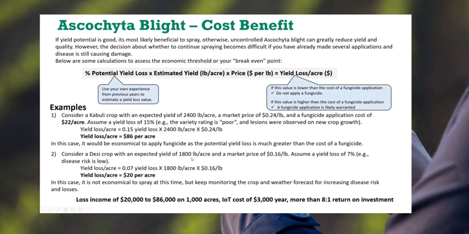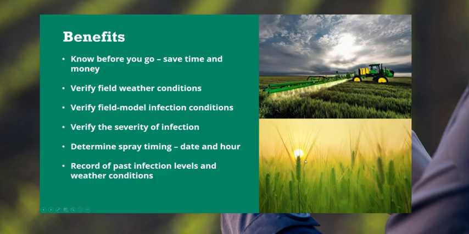On another crop, if we had a yield of 1,800, 16 cents per pound, and a 7% yield loss, a low disease risk, we'd come out to $20 per acre, which is less than the $22 an acre. So it's not economical. However, looking at it on a 1,000-acre crop, we're losing between $20,000 to $86,000 based on that yield loss. At a cost of $3,000 per year, your IoT system is going to let you know your conditions in your field and could potentially return up to 8 to 1 on your investment. So there is a good benefit here.